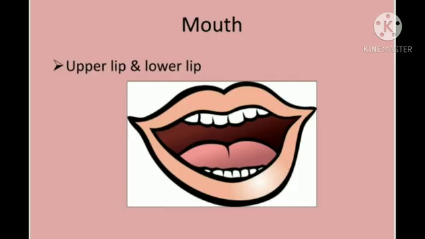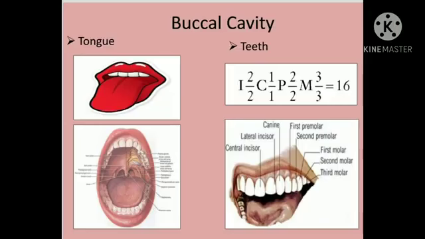Salivary glands open into the buccal cavity. Basically, the buccal cavity comprises two things, tongue and teeth. Now starting with the first one, that is tongue.